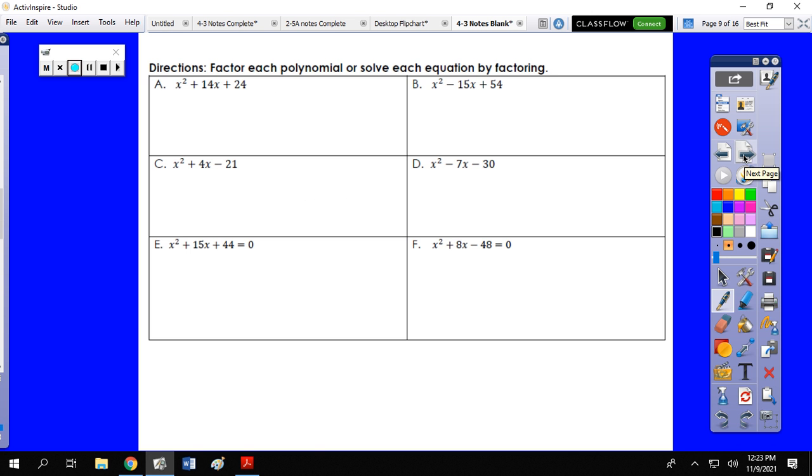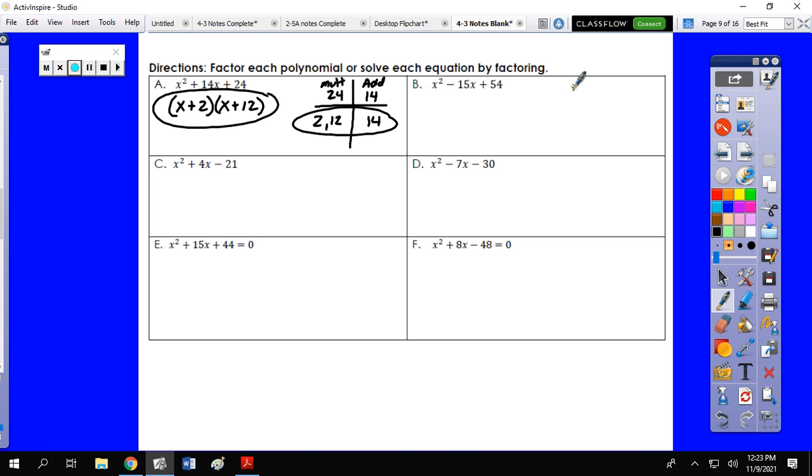So we're going to go through these examples. You probably should pause the video now and try them on your own and then resume the video to see how you did. Looking for two numbers that multiply to 24 and add to 14. Okay, we need two numbers that multiply to 24 and add to 14. Well, that would be 2 and 12. So that factors into x plus 2 and x plus 12.